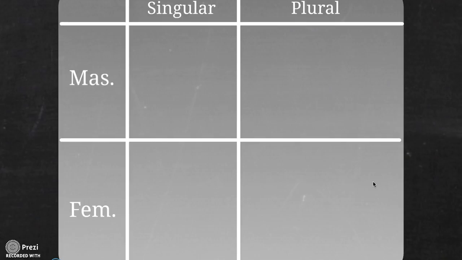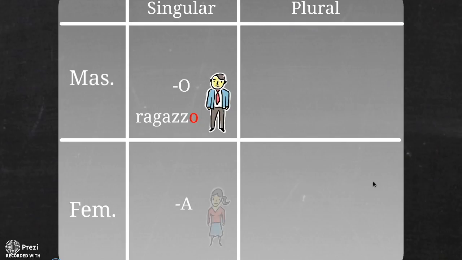Now, when I look at the classification of a noun, I want to look at the ending of the word, because the ending of the word is going to change based on whether or not it's masculine or feminine or singular or plural. When a word is masculine and singular, it ends in an O. For example, the word boy. Boy is ragazzo. It ends in an O. And a word that is feminine and singular ends in an A. So if I want to say girl, well, you can imagine that I would drop the O in ragazzo and make it ragazza. Ragazza means girl.